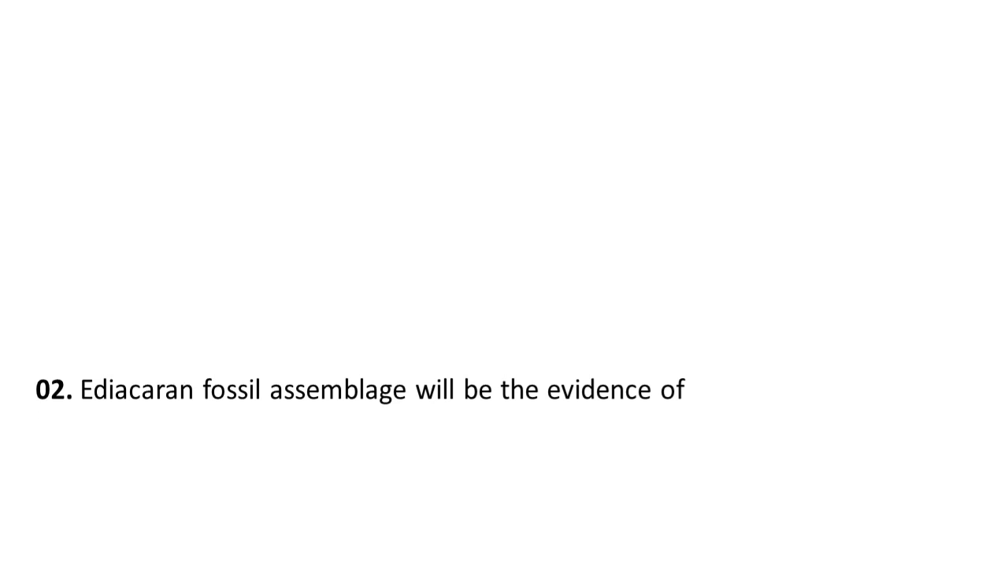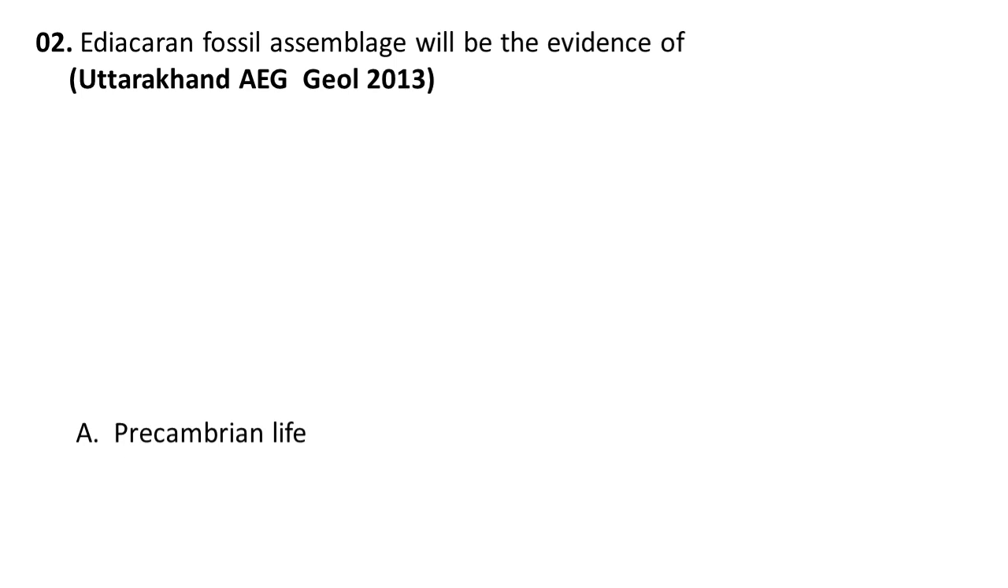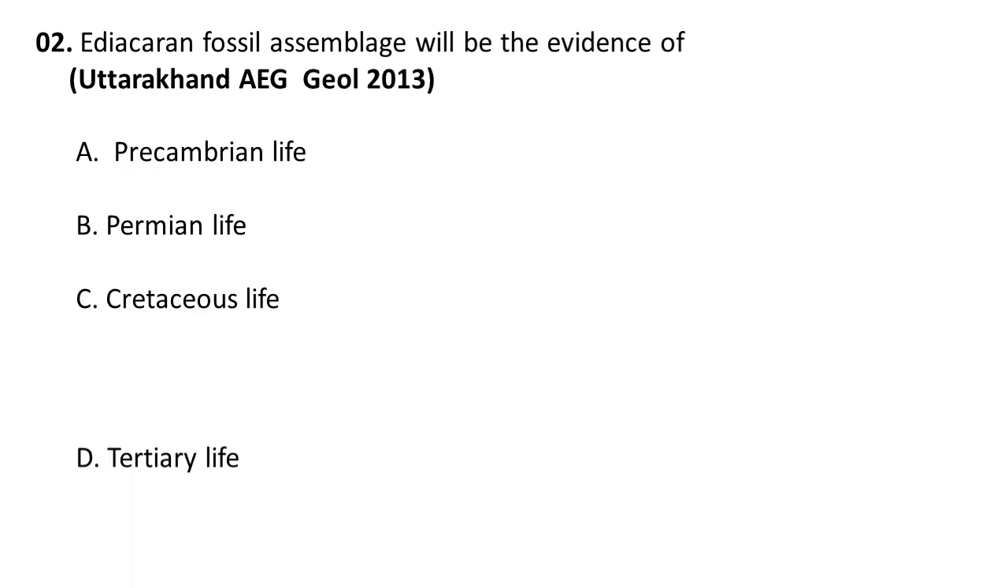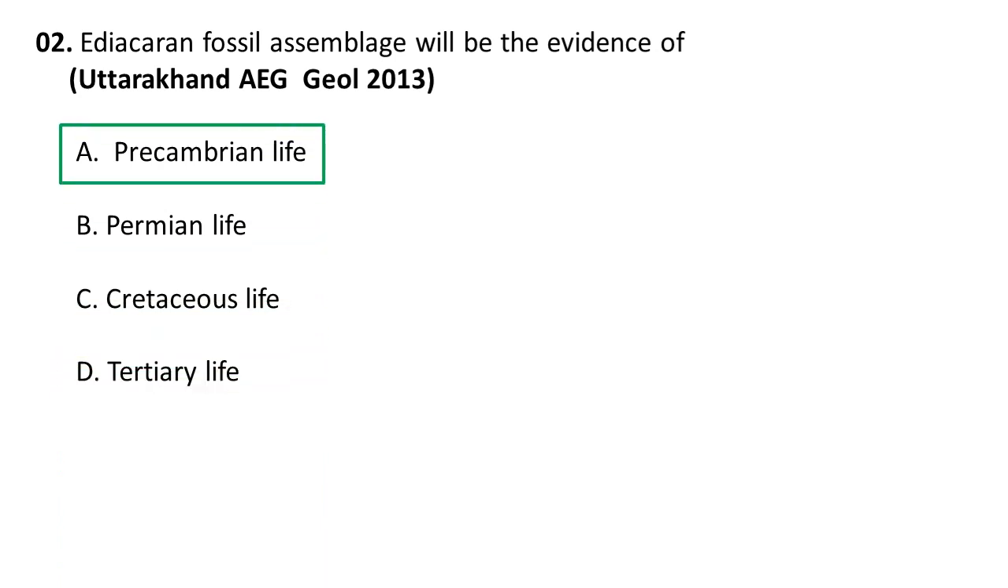Next question. Ediacaran fossil assemblage will be the evidence of A. Precambrian life, B. Permian life, C. Cretaceous life and D. Tertiary life. So the correct option is A. Precambrian life.